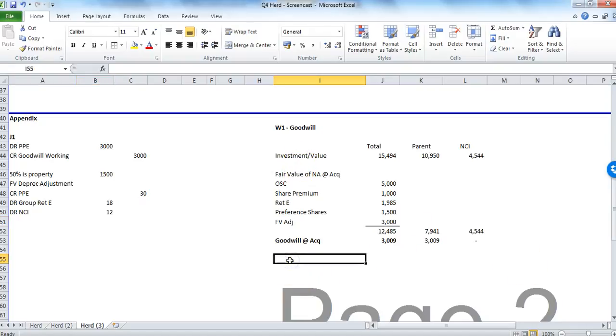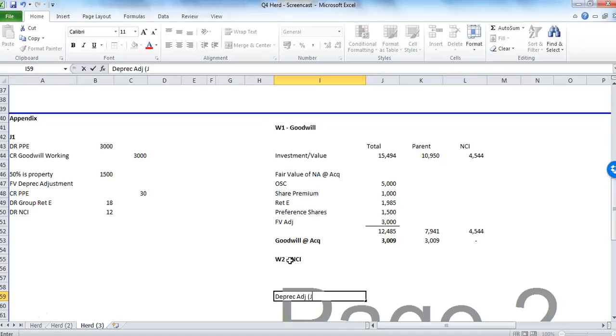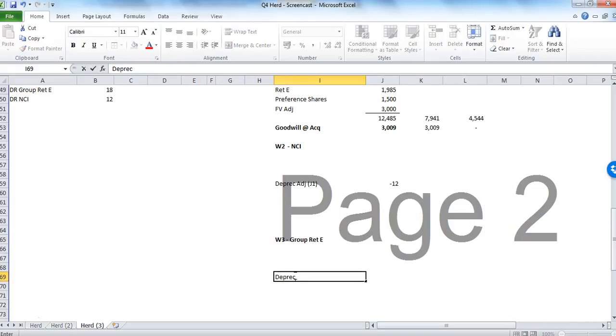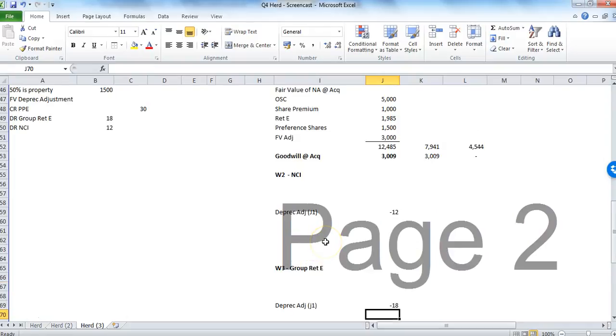So some students will now open up a working 2 for the NCI, and just slot in the adjustment to remember to do it again. So I put this in here, depreciation adjustment, journal 1, and I'll put in a minus 12 because again remember you're reducing the NCI. And I might also open up my group retained earnings working, and I might skip a few lines because you need to start it and put in a depreciation adjustment, journal 1, of minus 18. Now you don't have to do that, you can leave it at the end, but sometimes students like to do it simultaneously to avoid forgetting the adjustments at the very end.